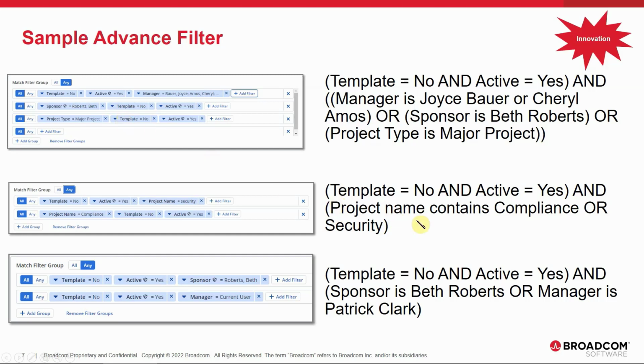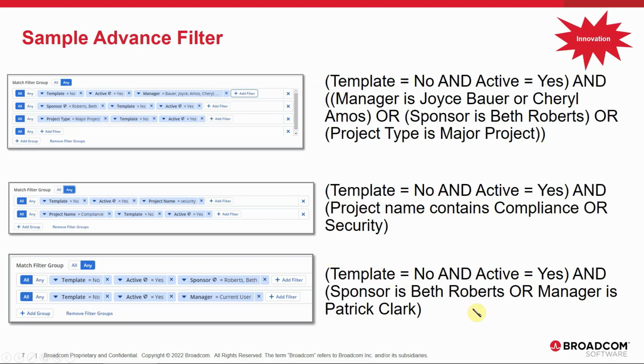Similarly, if I want another complex condition of template no, active yes, and the project name should contain either compliance or security. So I'm using the same attribute. I want 2 different conditions for it, and I can define that by defining 2 filter groups. And in one, I'm asking for the project name to contain security, and in the other one, I'm asking the project name to contain compliance.